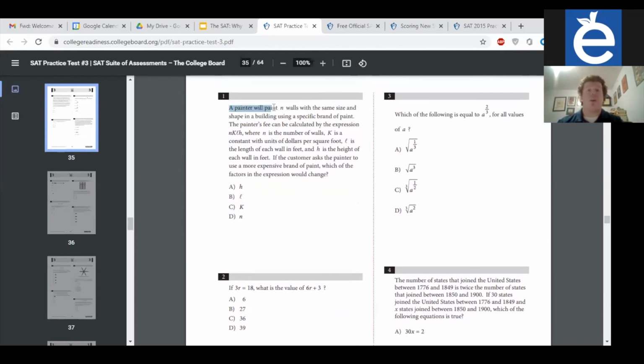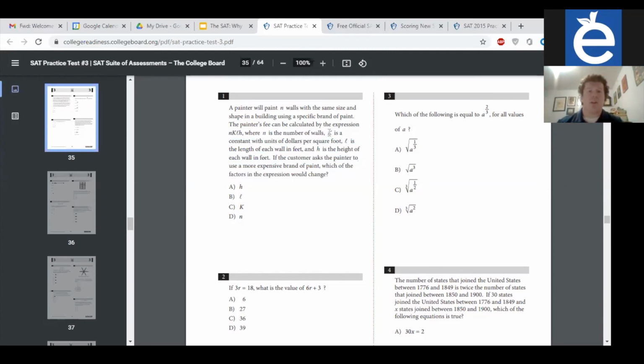So starting with number 1: a painter paints n walls with the same size and shape in a building using a specific brand of paint. The painter's fee can be calculated with this expression, n times k times L times H, and then they give us the distinction of what each variable means. We have to identify what specific variable applies to what specific thing. So this is a pretty common type of question. It's usually fairly straightforward and oftentimes comes up in the first few questions of your math section.